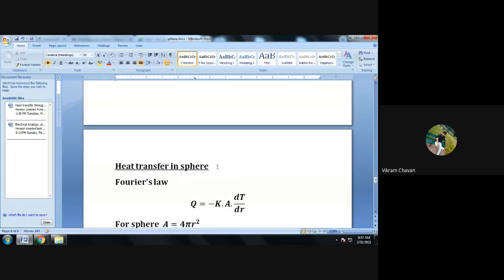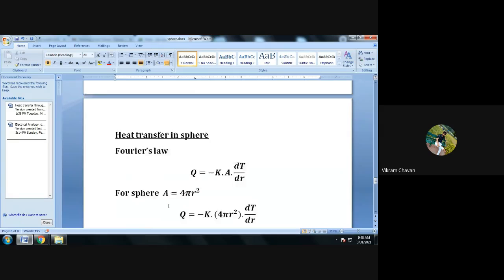How will it happen, or what will be the equation for the heat transfer in a sphere? According to Fourier's law, we know that Q is equal to minus K multiplied by A multiplied by dT divided by dx. Now here the thickness, dx, is represented in the form of a radius. So instead of dT divided by dx, we are using dT divided by dr. So our equation for Fourier's law is Q is equal to minus K multiplied by A multiplied by dT divided by dr.